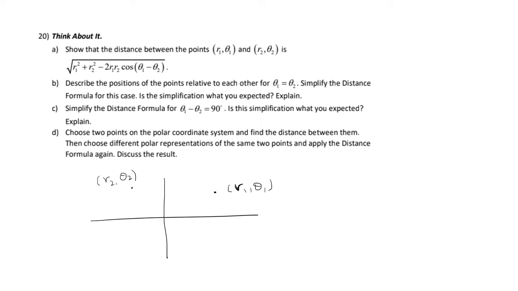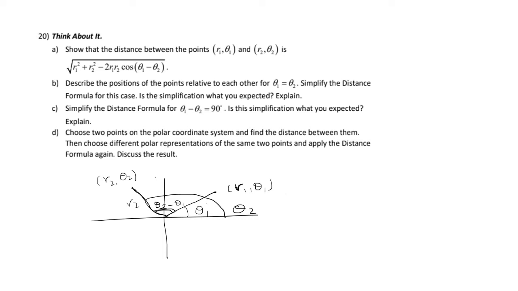So keep in mind that we always start from the origin. We go out r1. So this is theta 1. The angle is theta 1. And this length from that point to the origin is r2. And that entire angle is theta 2. So if I was just looking at this angle right here, that would be the difference between theta 2 and theta 1.